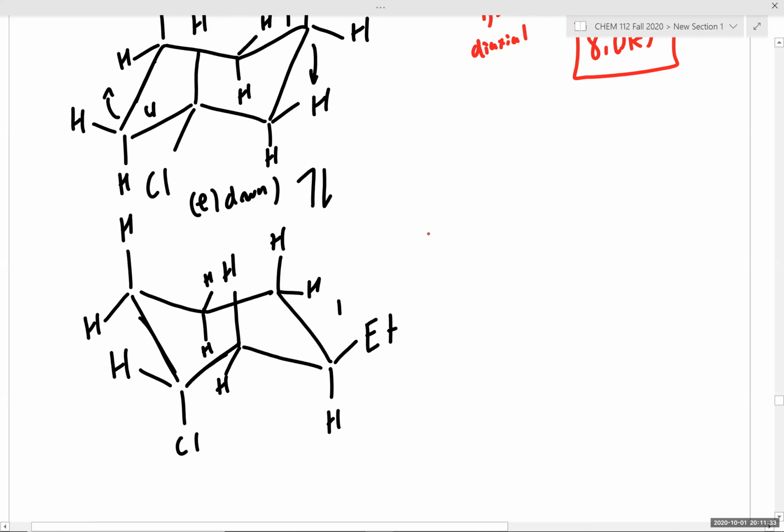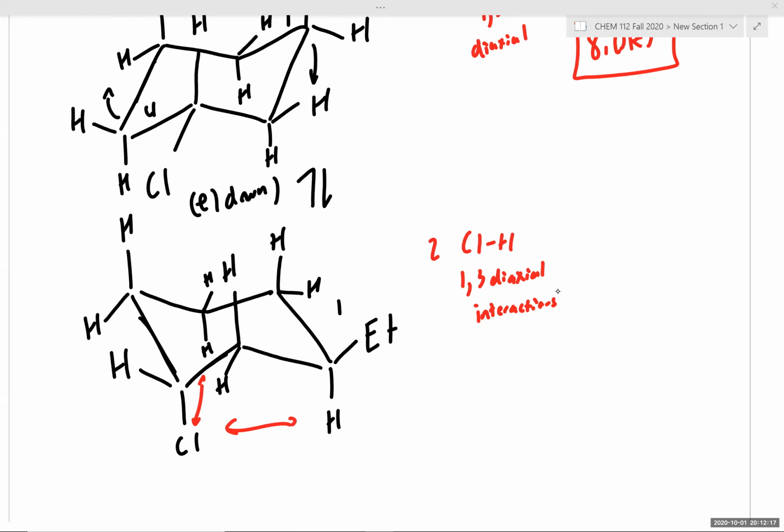So what interactions do we have in our second conformation? And try to be as specific as possible. We have 2 chlorine hydrogen 1,3 diaxial interactions. And would someone like to tell me, looking up our A value table, what is the penalty for a chlorine hydrogen diaxial interaction?